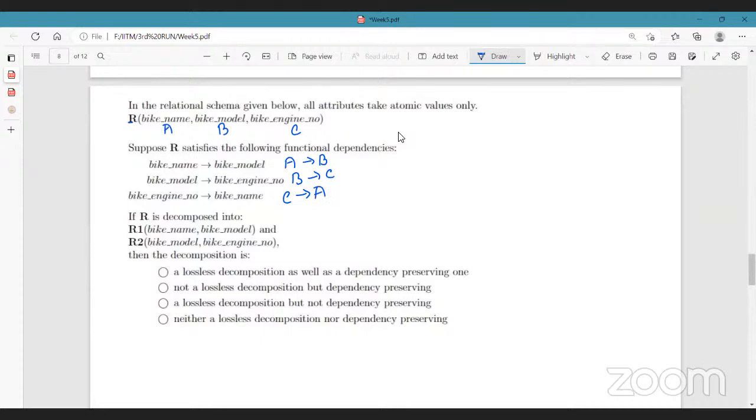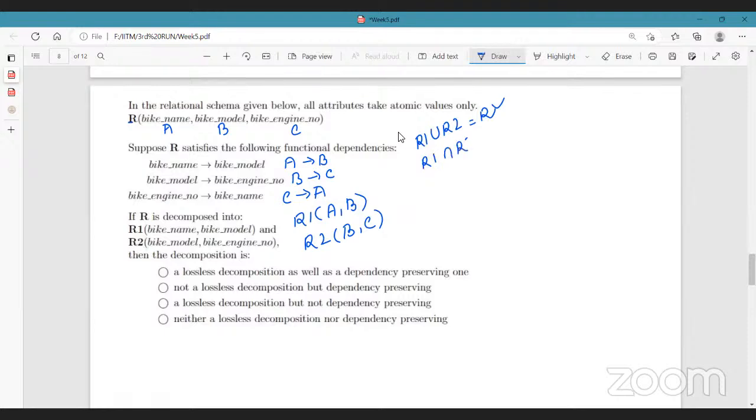If R is decomposed into R1, bike name and bike model, that is A and B, and R2, bike model and bike engine number, that is B and C, we need to check whether this is a lossless decomposition as well as dependency preserving. Let us first check for lossless decomposition. Would anybody like to volunteer? Okay, the first rule was the union. Is this satisfied? Yes, ABC is there, so this is satisfied. What was the next rule?